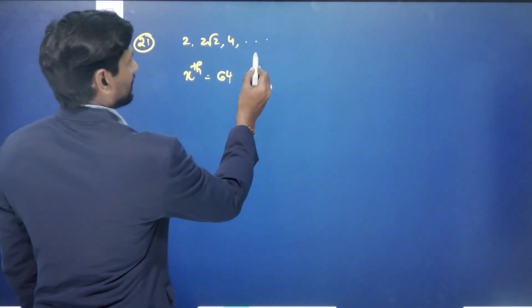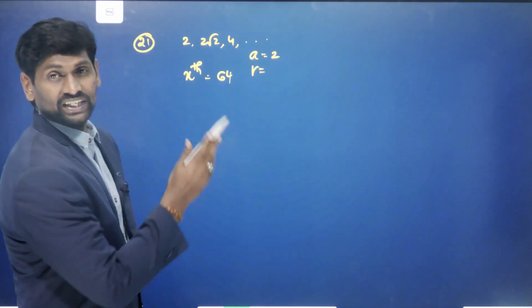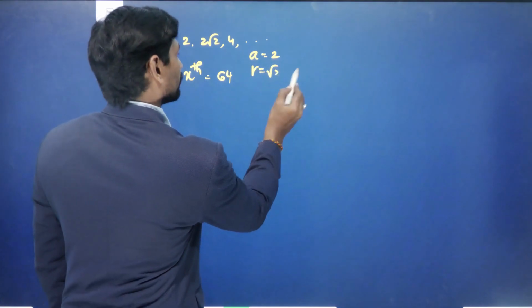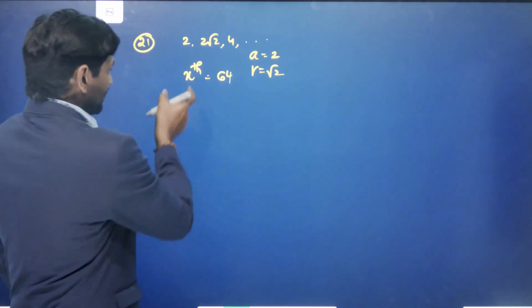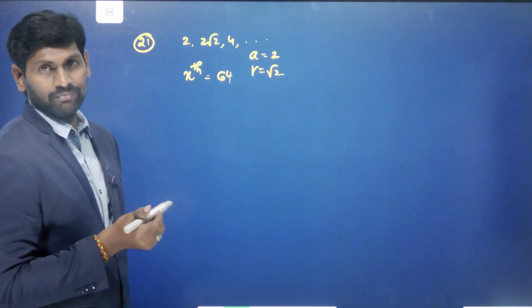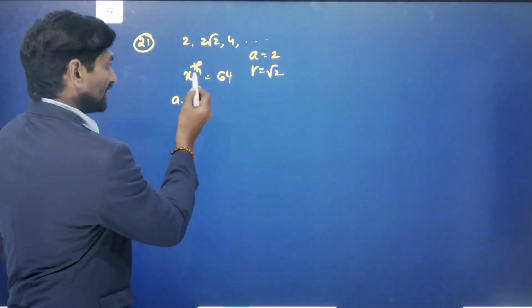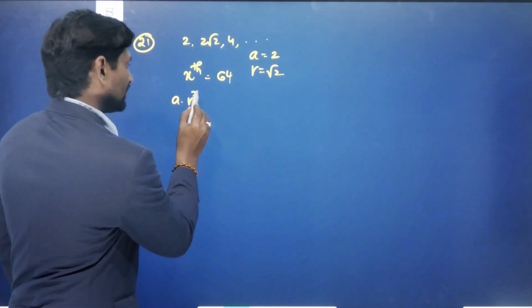From this, the first term is 2, and the common ratio, second term by first term, will be root 2. Now the nth term formula is a into r power n minus 1. The nth term is n minus 1, so the xth term is x minus 1.